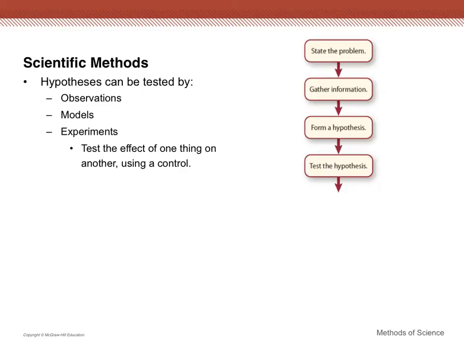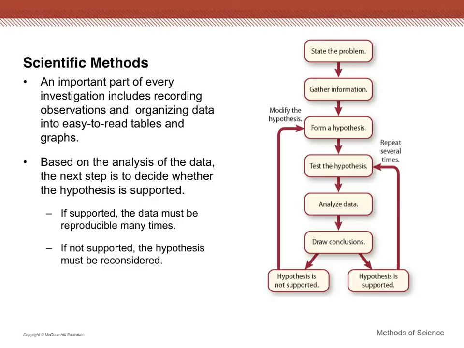The key with using experiments is you typically use a control, or you test the effect of one thing on another. An important part of any investigation is collecting and organizing the data that you use. Typically, we're going to use easy-to-read tables or graphs, and then based on the analysis, the next step, you decide whether the hypothesis is supported or if it is denied.